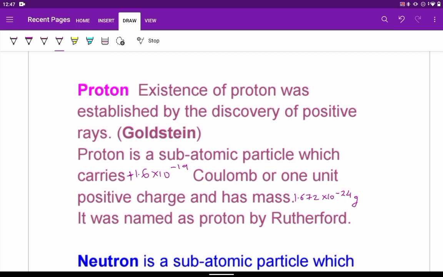So next subatomic particle which we have to see is proton. Proton, it carries unit positive charge. So it is a positively charged subatomic particle. The nature and existence of proton was again established by the discovery of positive rays. It was done by Goldstein. And it carries plus 1.6 into 10 to the power minus 19 coulomb, or we can say 1 unit positive charge. Okay. And its mass is 1.672 into 10 to the power minus 24 grams. So its mass is definitely more than that of electron. It was named as proton by Rutherford. So these are the important points for the proton.